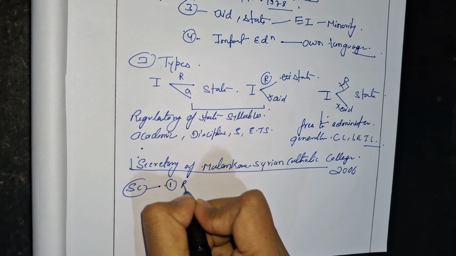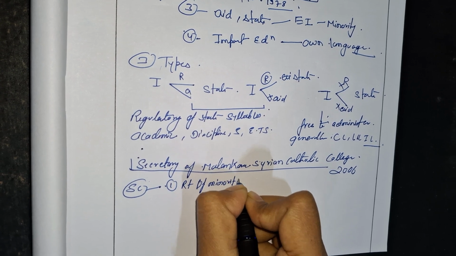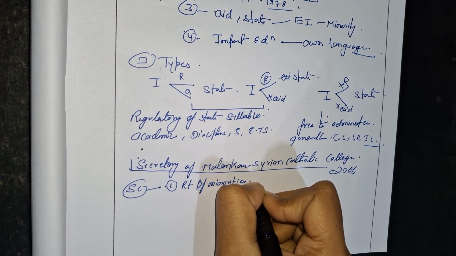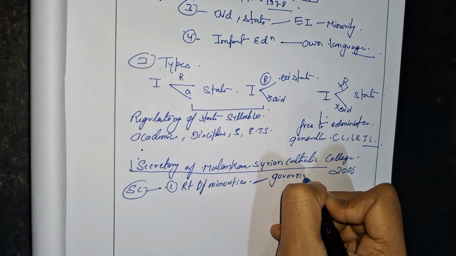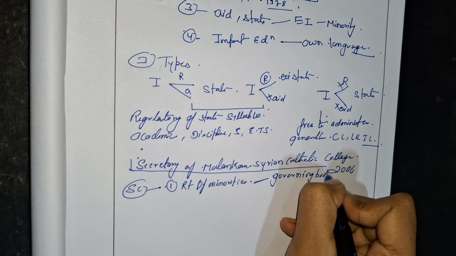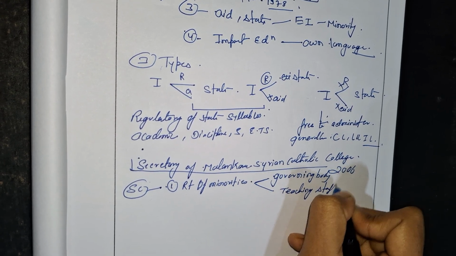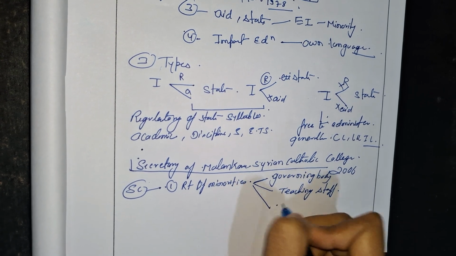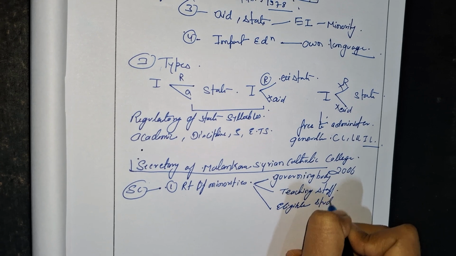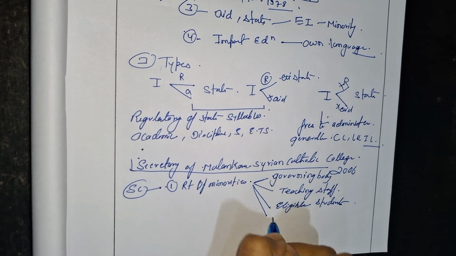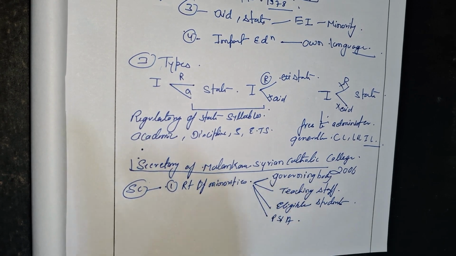First, the right of minorities to establish and administer educational institutions of their choice comprises the right to choose a governing body, to appoint teaching staff, to admit eligible students of their choice, and to use its properties and assets for the benefit of the institution. That is the first point.